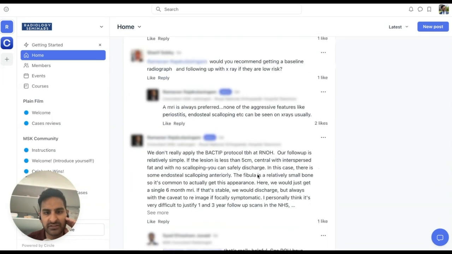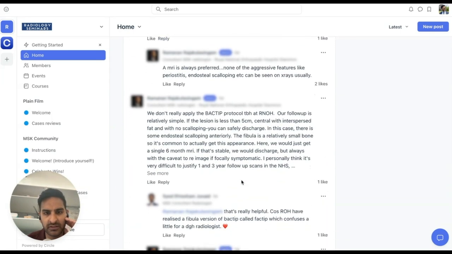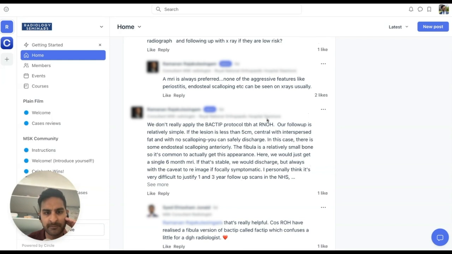And yeah, we had some really interesting discussion here. One thing that I thought would be quite interesting to look at is that at RNOH, their follow-up is that if the lesion is less than 5 centimeters, central with interspersed fat and no scalloping, you can discharge. But this one, you can see has got scalloping.